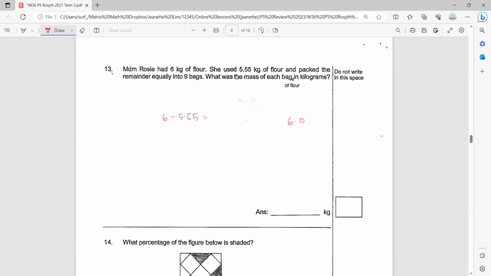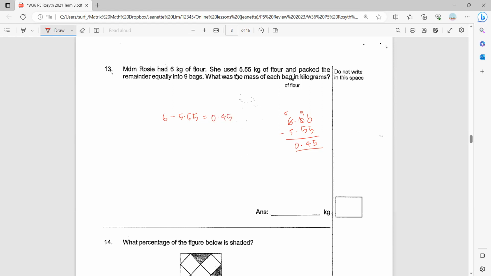So when you do this, minusing your decimal must be in the same column. Okay, minus. So this is 5, this is 4, this is 5. Oh, sorry, wait, read wrongly. Should be 5 here. 5 minus 5, 0. Okay, so this is 0.45 kg.